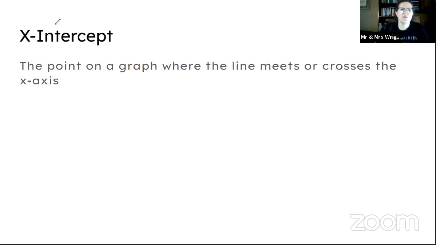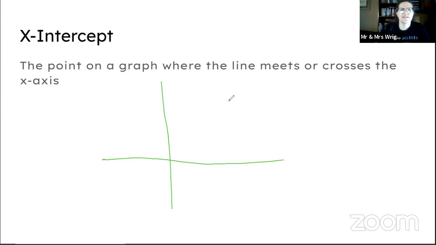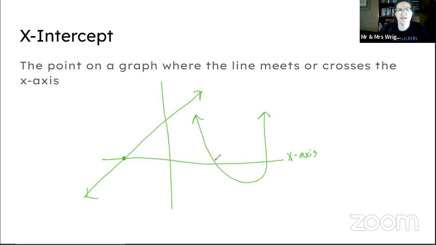X-intercept. When we had a graph, the x-intercept is going to be the point on a graph where the line meets or crosses the x-axis. So first you need to know where the x-axis is, okay? Now you can have, we talked about linear graphs. This has one x-intercept, right? Well, most of the time with parabolas, you're going to have 2 x-intercepts. 2 places where the graph crosses the x-axis.